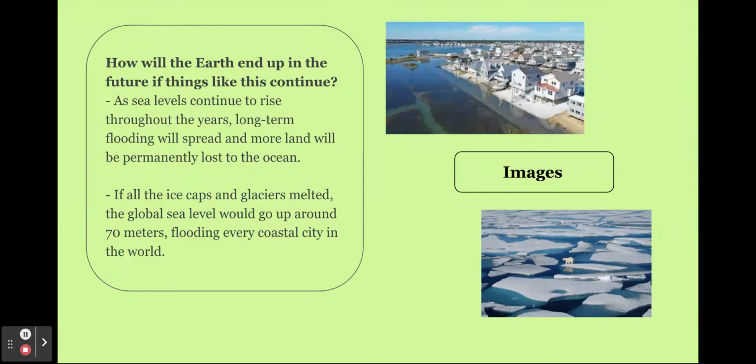How will the Earth end up in the future if things like this continue? As the sea levels continue to rise throughout the years, long-term flooding will spread and more land will be permanently lost to the ocean. If all the ice caps and glaciers are melted, the global sea level would go up around 70 meters, flooding every coastal city in the world.